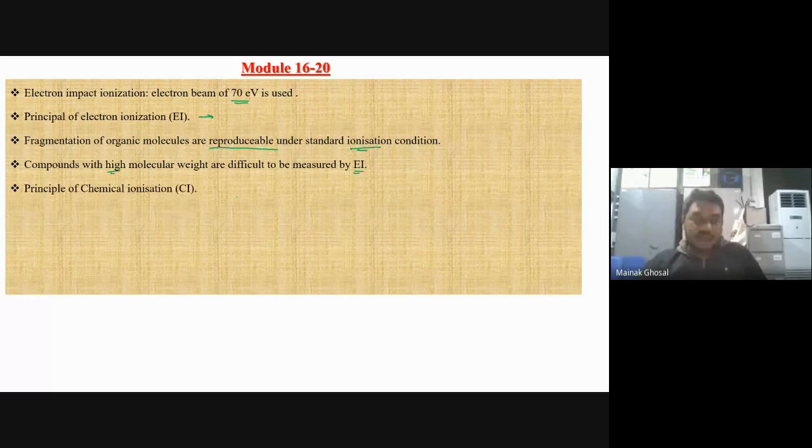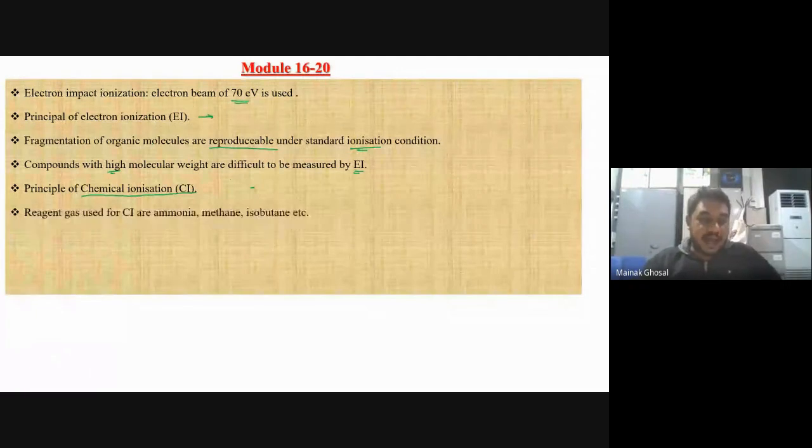Now, there comes some new thing which is called chemical ionization. The name suggests ionization by using a chemical. Here you just recall that electron ionization means ionization by use of electrons. Here ionization is by means of some chemical. What kind of chemical? Here some kind of reagent gas is used, like ammonia, methane, etc.